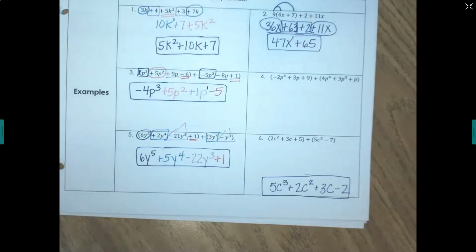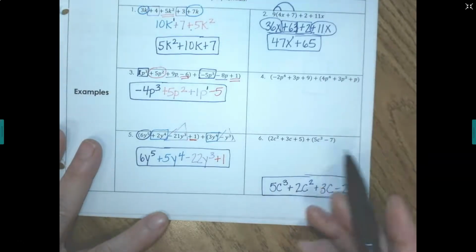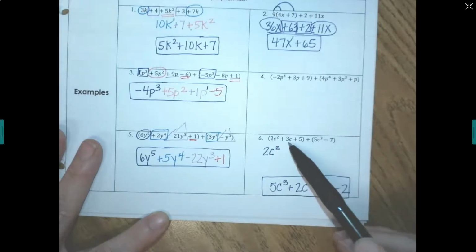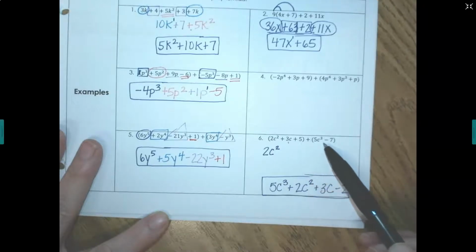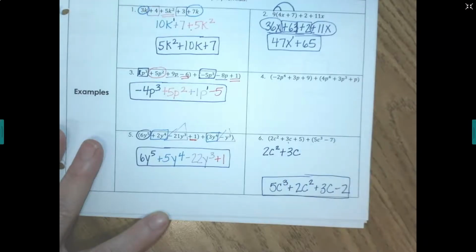One last one. Try this. What I'd like you to do is just pause the video and see how you do, and come back once you're done. All right, so here's the final answer. 5c cubed plus 2c squared plus 3c minus 2. Now how I got that, they're adding, so I can just combine like terms. I have a c squared, and I didn't see any other c squared, so I'm just going to bring them down. 2c squared. I move on to c, and I'm looking for any other c, and I don't see one. So he remains unchanged, plus 3c.